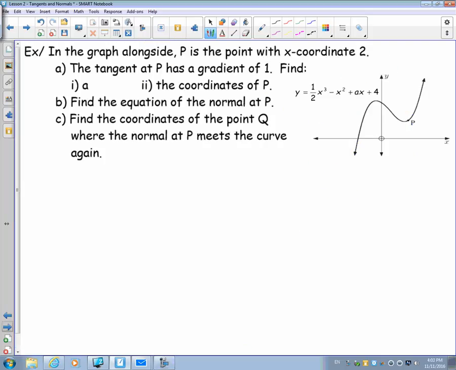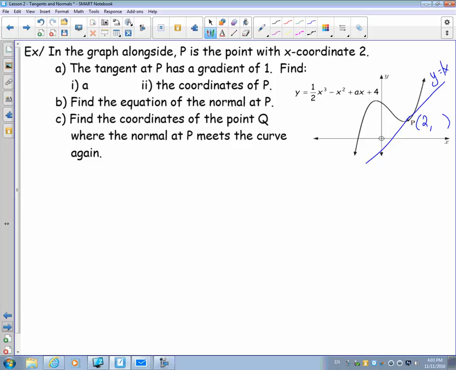Given a graph, there's an equation. They're telling us that P is the point with an x coordinate of 2. So 2 and something. Don't know the something. We know the tangent at P has a gradient of 1. So if I were to draw this, it's off by a little bit, but we know the slope of that thing is y equals 1x plus something, or minus something. We don't know what it is. But they want us to find a.